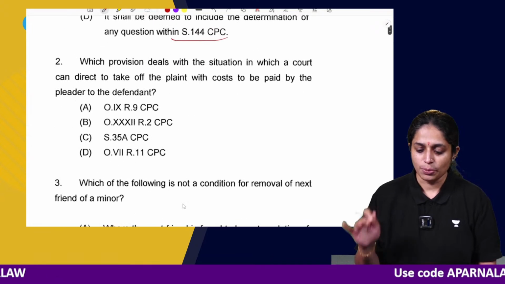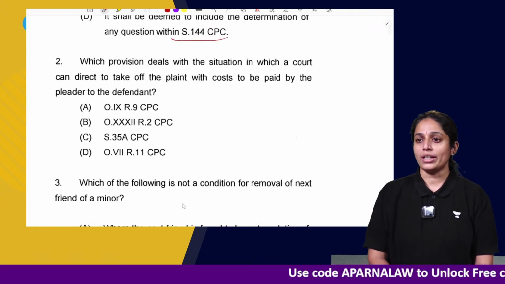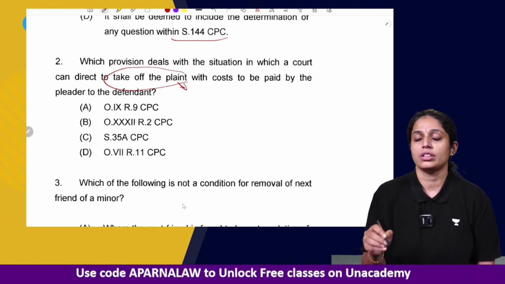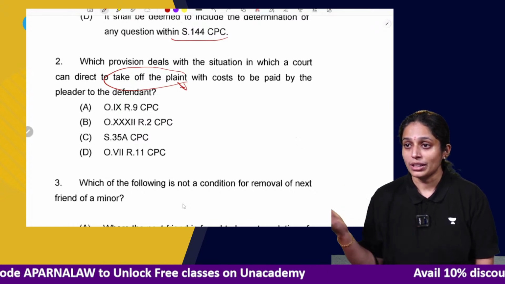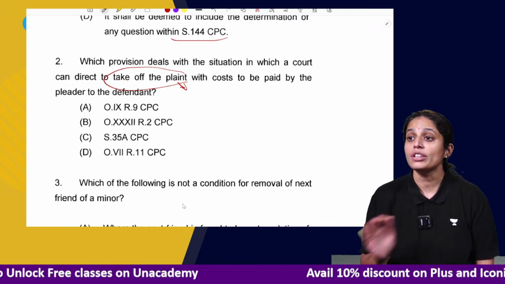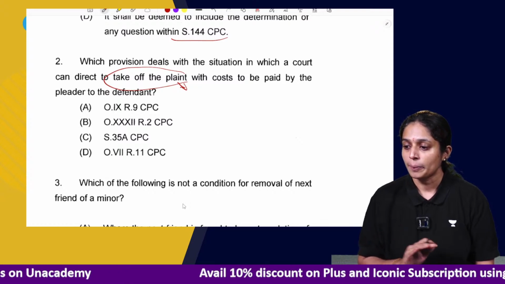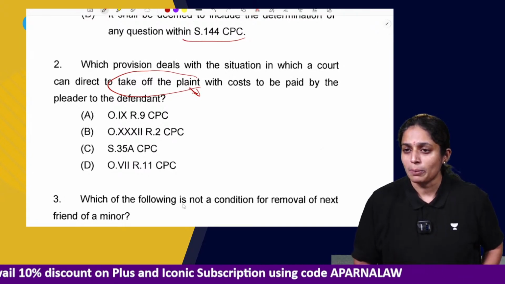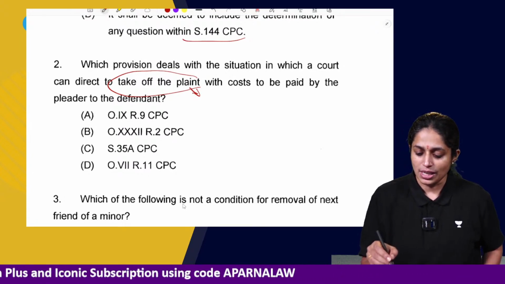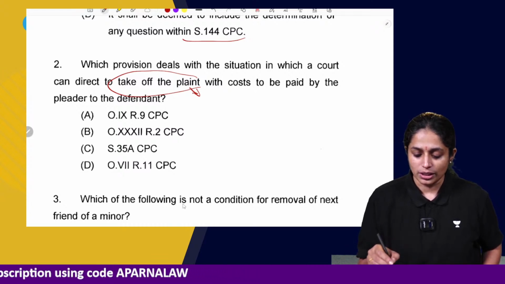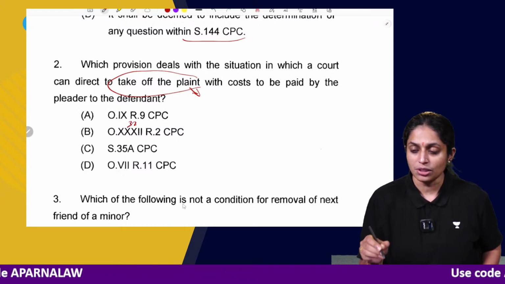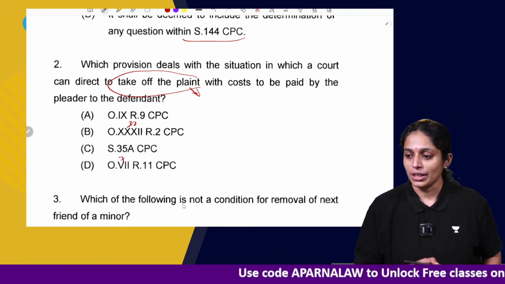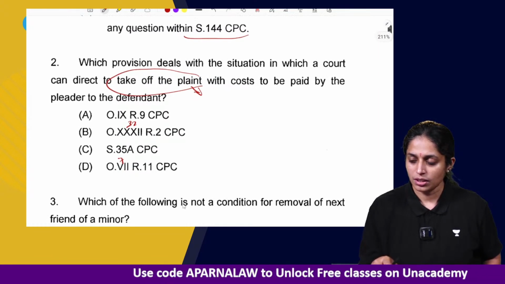Next, second question: which provision deals with the situation in which a court can direct to take off the plaint? This is a very new kind of remedy, where the defendant is asking for taking the plaint off the file, with costs to be paid by the pleader to the defendant. Should I zoom it? Wait. The provisions are Order 9 Rule 9, Order 32 Rule 2, Section 35A CPC, and Order 7 Rule 11 of CPC. I hope this is clear.